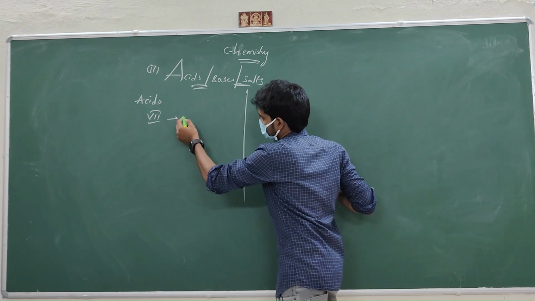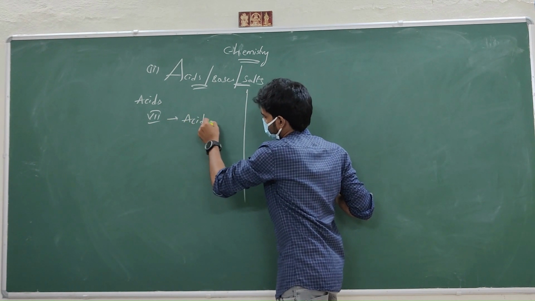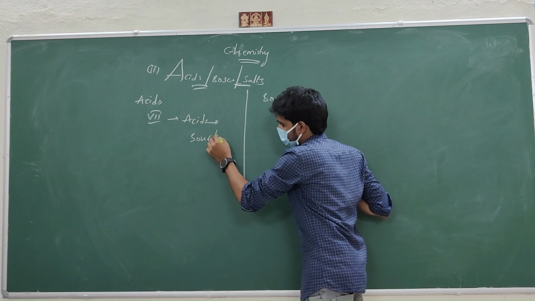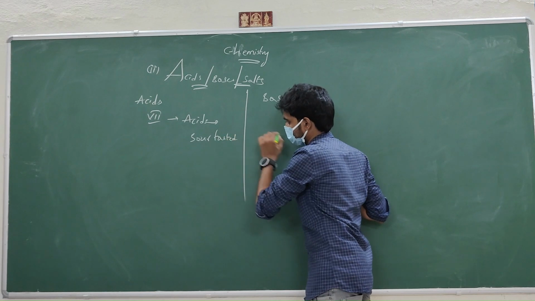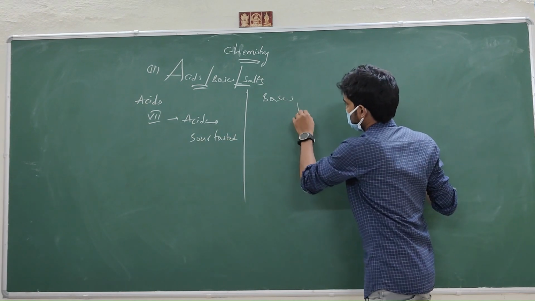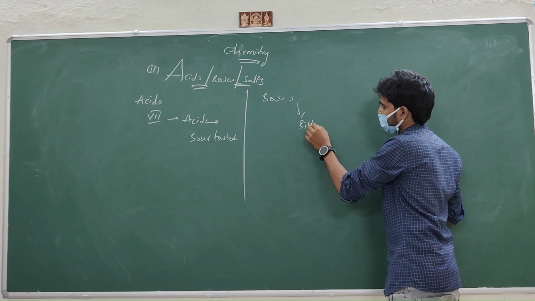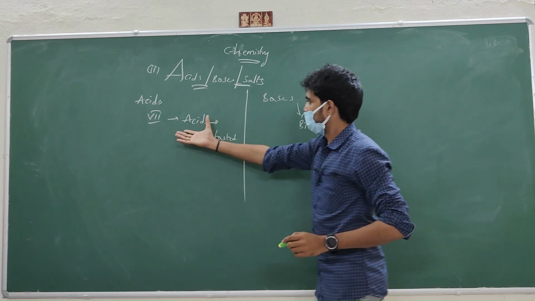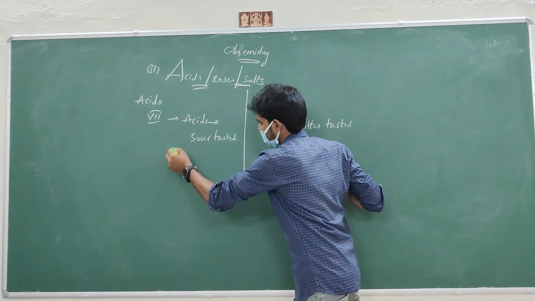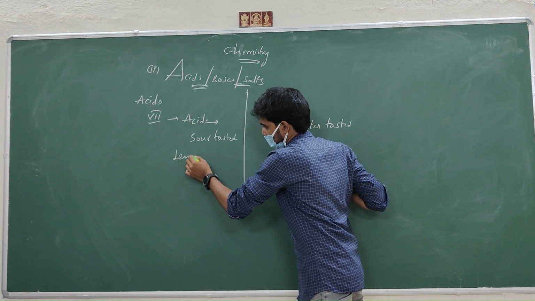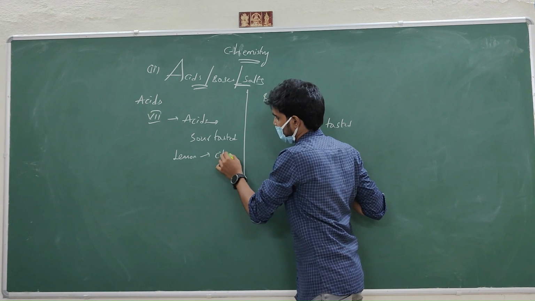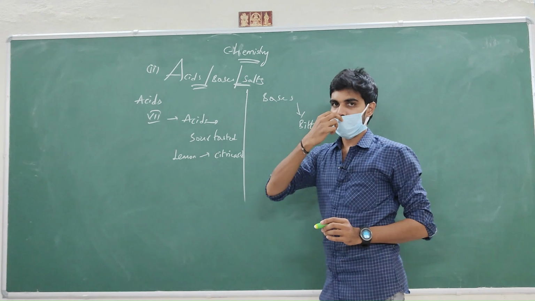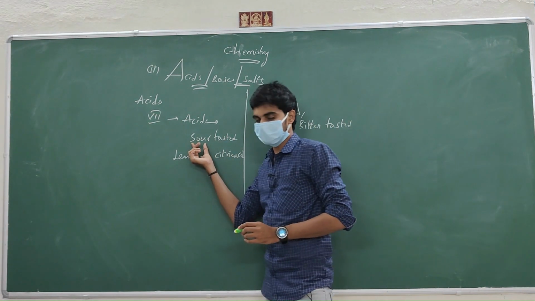In that class, you studied acids. What are acids? Acids are sour tasted. And coming to the bases, bases were bitter tasted. For example, in your 7th standard, you took a lemon. Lemon contains an acid, it is nothing but citric acid. When you taste the lemon, it tastes sour, right?